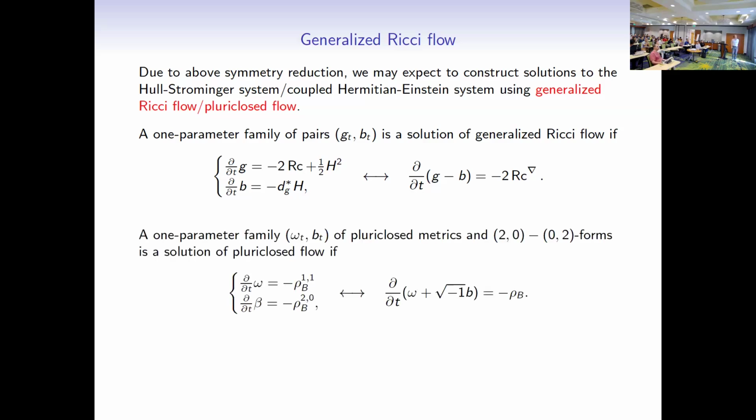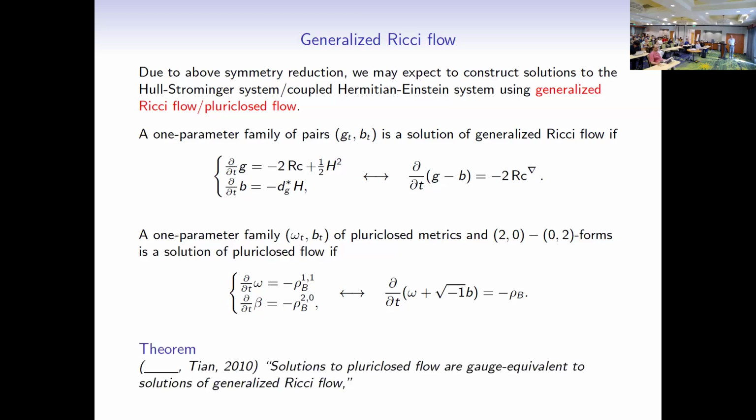Okay, but there's no complex geometry around. On the other hand, we can study this pluriclosed flow, which I introduced with Tian. If I have a family of pluriclosed metrics and (2,0)-forms β, we say it's a solution of pluriclosed flow if the metric is evolving by minus the (1,1) piece of the Bismuth-Ricci form. This is the natural representative of c_1 associated to the Bismuth connection. And then β is evolving by the (2,0) part. Similarly, you can say that ω plus iB is just evolving by the full Bismuth-Ricci form, which is not (1,1). There is a (1,1) and (2,0), (0,2) part.